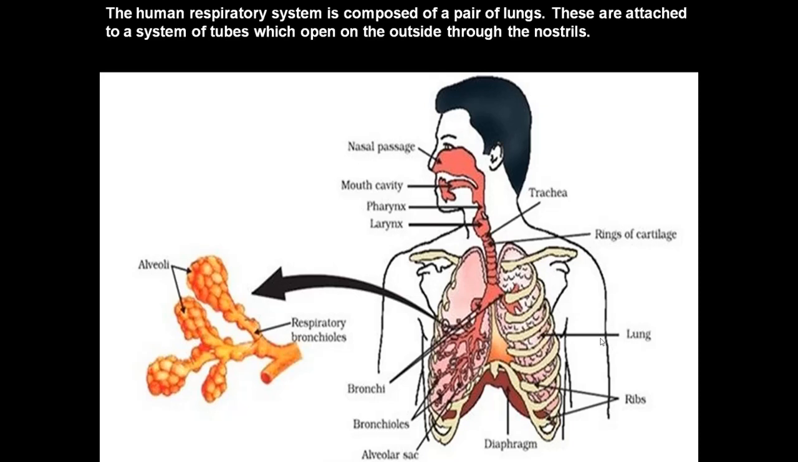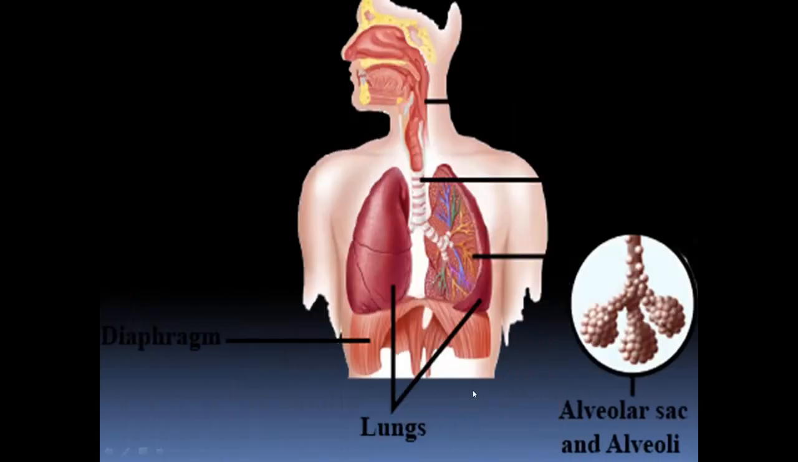This is the image. What can we understand from this? The human respiratory system. This is the image of a human respiratory system. It consists of a pair of lungs. These are attached to a system of tubes which open on the outside through the nostrils. Again, the human respiratory system: from the nose, nostrils, lungs.